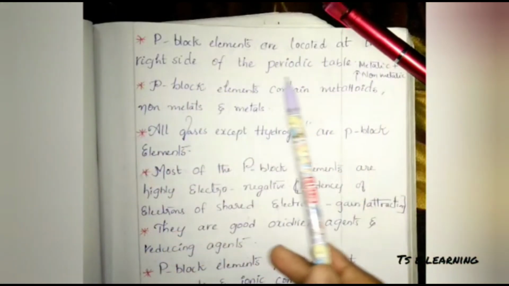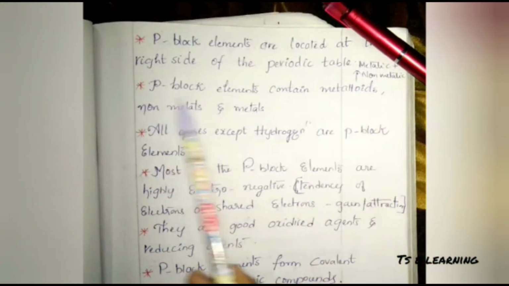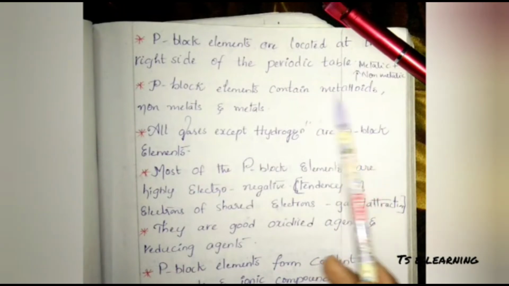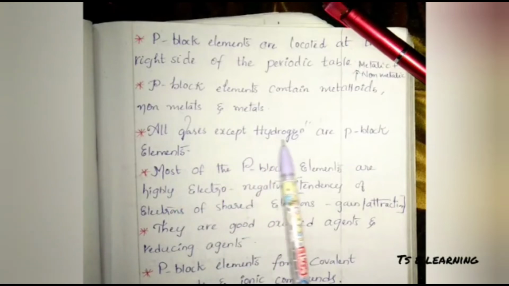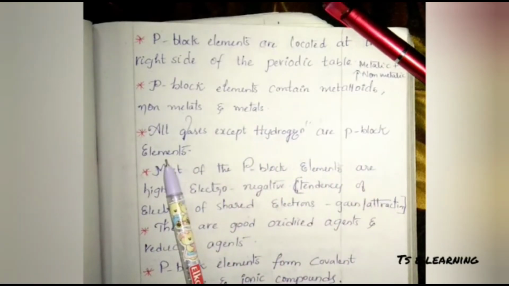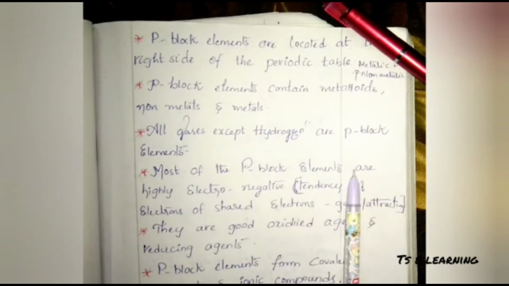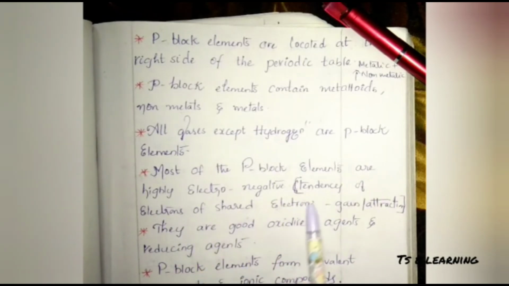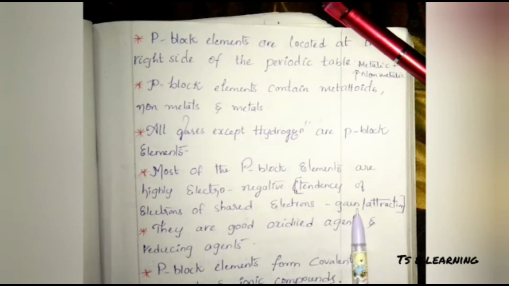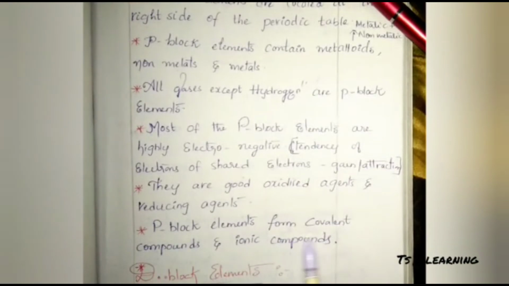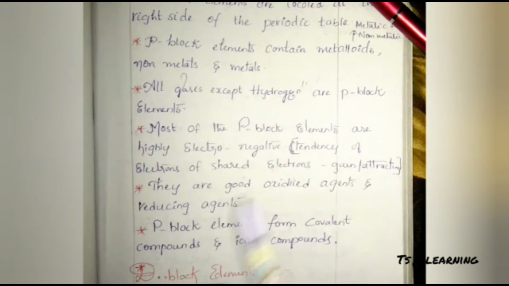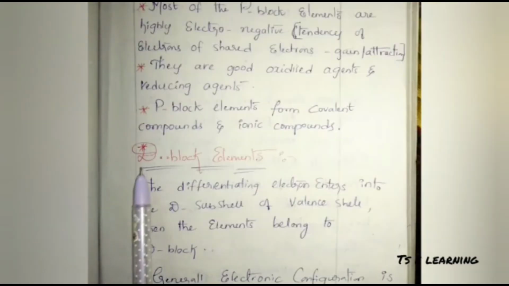Our next point is that P block elements are located on the right side of the periodic table. P block elements contain metalloids, non-metals and metals. Metalloids means they have both metallic character and non-metallic character. All gases except hydrogen are P block elements. Most of the P block elements are highly electronegative. They are good oxidizing agents and reducing agents. P block elements form covalent compounds and ionic compounds. Now also I am saying that this much information we don't need to write in the IPE examination.